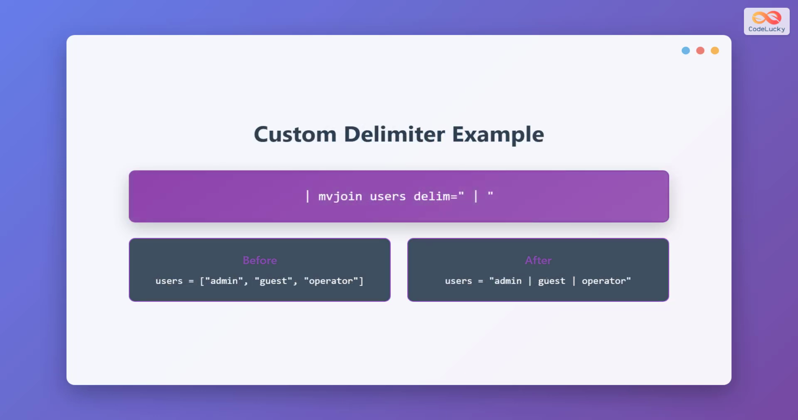This example demonstrates the power of custom delimiters with the mvjoin command. Starting with the users field containing the array admin, guest, and operator, applying mvjoin users delim equals space pipe space creates a much more readable result. The output becomes users equals admin space pipe space guest space pipe space operator. The custom delimiter creates clear visual separation between values while maintaining readability. This approach is particularly effective when you need to present joined data in reports or dashboards where visual clarity is important for end users.